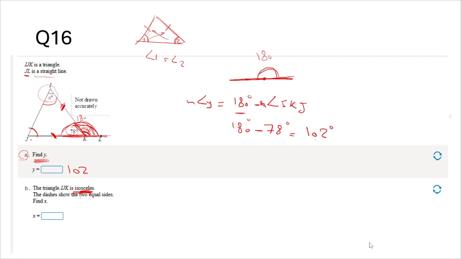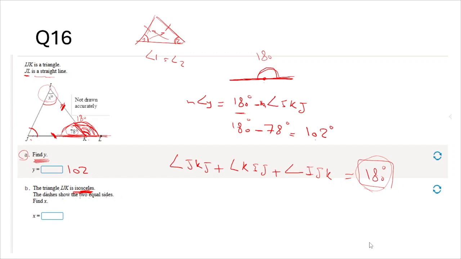Now to get both angles: angle IJK plus angle KIJ plus angle IKJ, these three angles of a triangle, will equal 180, because the sum of the angles of any triangle is 180.